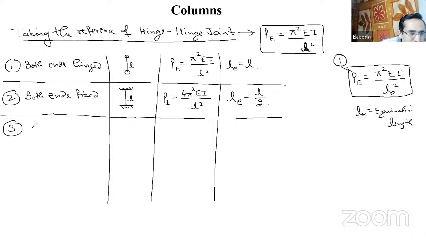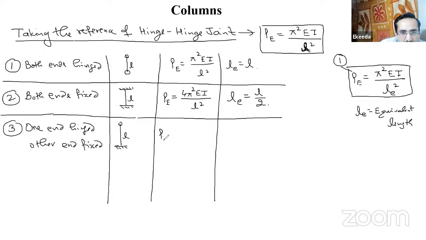For the third case, one end hinged and the other end fixed like this, the length of the column is L. Euler's load was given by 2 pi square EI upon L square. Comparing with equation number 1, the equivalent length will be given by L by root 2.